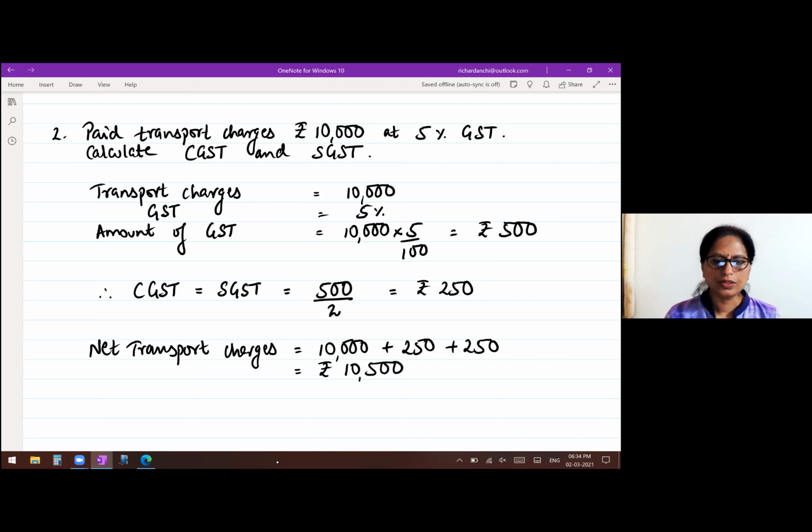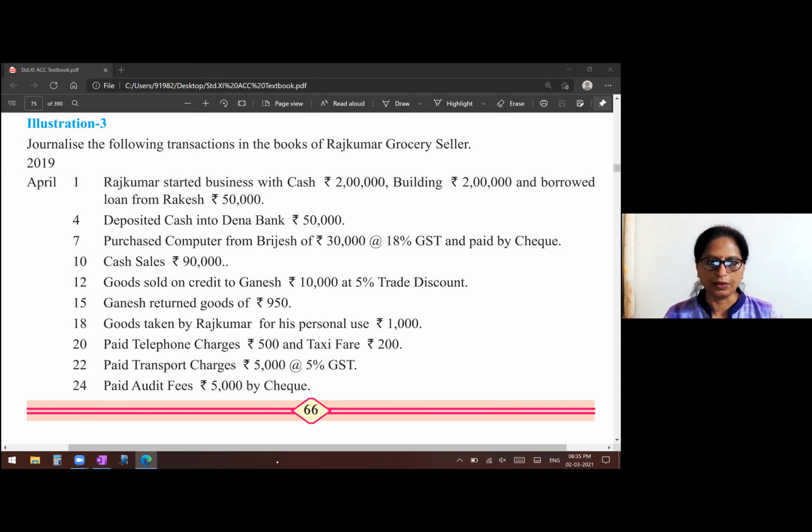So we need to do this calculations in the journal entries, because the next problem I am doing, we will find 1 or 2 transactions with GST. So we have to use this type of calculation, find out, and then give the debit and credit effect. So we now go on to the journal problem. Now today I'm going to do an illustration on page 66, illustration number 3. I've taken an illustration, though it is a big problem. We will do all the types of journal entries here one by one.